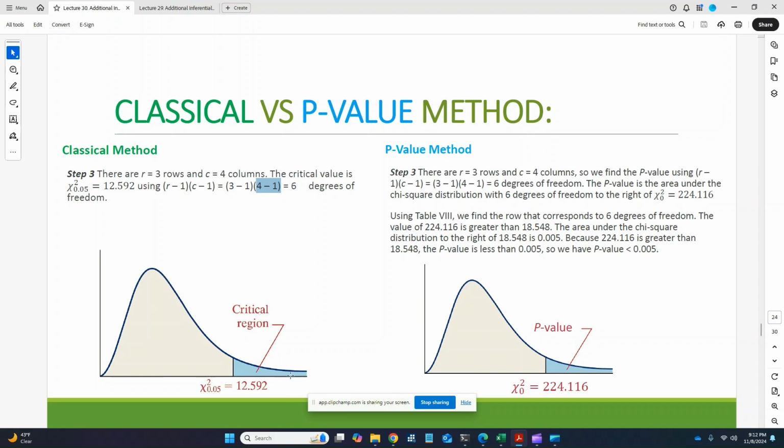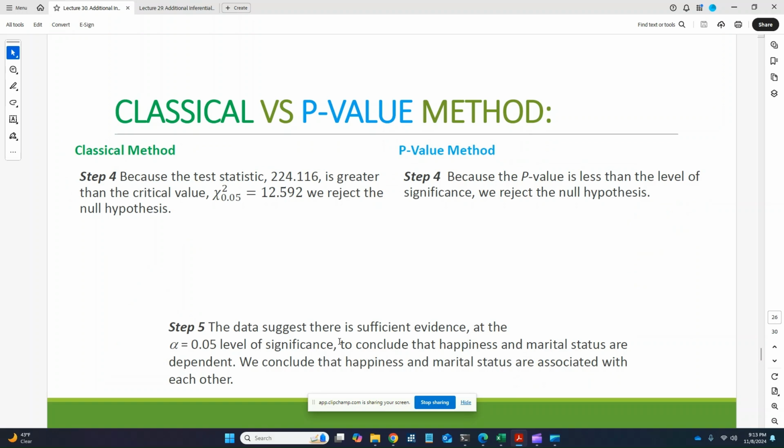That means if we have 224 here, of course the critical value is only 12, so 224 will be somewhere way to the right of this point. But let's say it's here. The area of this blue region beyond 224 is so small, it's very close to 0. That means the p-value is smaller than the hypothesized critical region of alpha equals 0.05. Since the p-value is smaller than alpha, we again reject the null and arrive at the same conclusion that happiness and marital status are dependent.